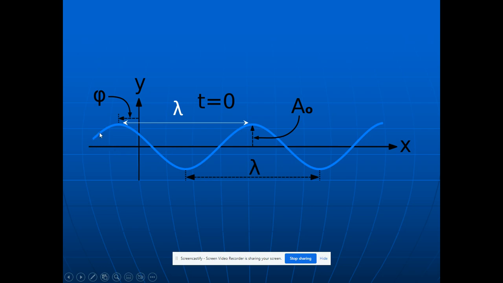In sound, this represents the pressure of the air in the area where the sound is being transmitted. Pressure increases, then it decreases. Pressure increases, and it decreases. In light, it's electrical and magnetic fields that get stronger and weaker, et cetera, and so on. So it's a cycling of something that produces this phenomenon.